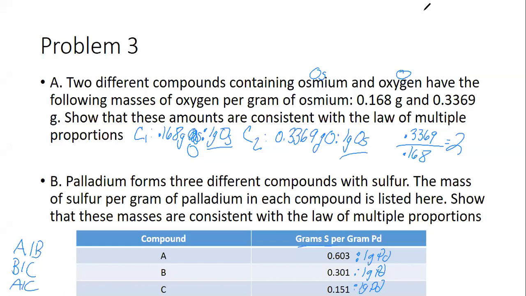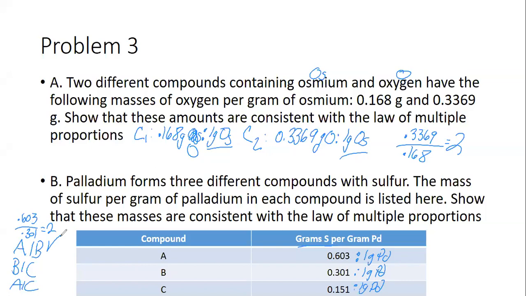So we have a yes vote for A and B. What's on C? C is 0.151. So if I do A to B, right, 0.603 divided by 0.301, that is roughly 2. So yeah, A and B checks out.